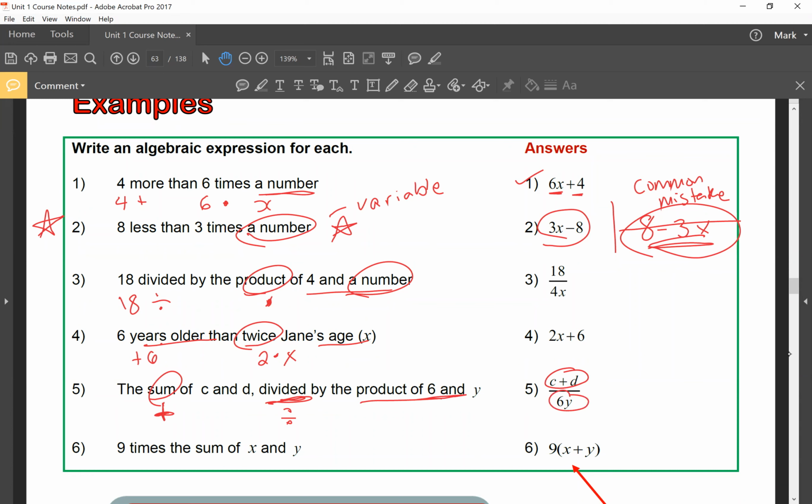6 and Y. Now, remember, guys, when you were younger, you might write this as C plus D divided by 6y. We don't do this anymore. In Math 1700, I do not want to see you use this symbol. It's a symbol you would use in maybe grades 5, 6, 7, 8. I don't know. We want to use fractions in Math 1700. So when I say divided, I mean use a fraction, and you're going to have something on the top and something on the bottom.